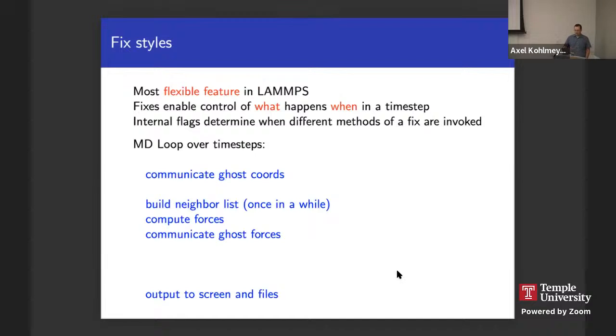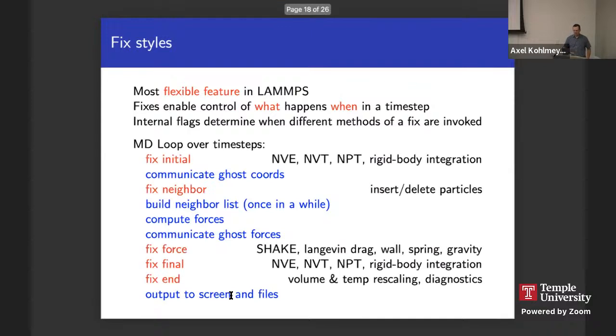Okay, we talked about fixes. This is the most flexible feature in LAMMPS. It controls what happens when in a time step. There are different times when fixes can be invoked. So here's a typical MD loop over time steps. You're going to communicate ghost atoms, build the neighbor list once in a while, compute forces, communicate more data, and then output. You can have fixes interspersed in this loop. Some initial fixes are like time integrators.